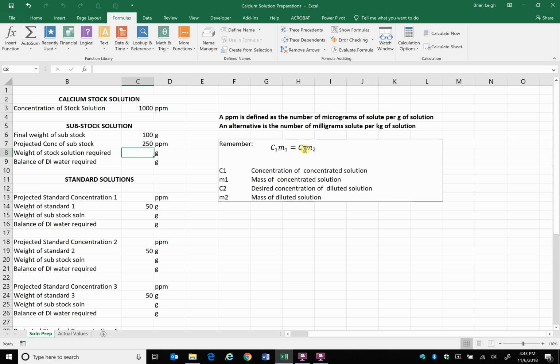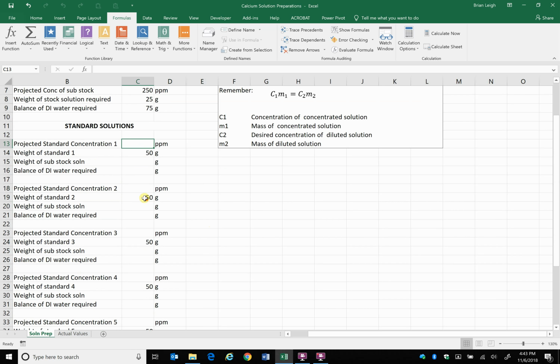So I need to determine, with this formula, concentration times mass equals concentration times mass, how much of the solution I need to make that. And of course, with 250 ppm, it's already pretty easy to see that concentration times mass divided by concentration will give us the mass that we need of the stock solution to get there. And the balance will just be the remainder, so 75 grams of DI water.